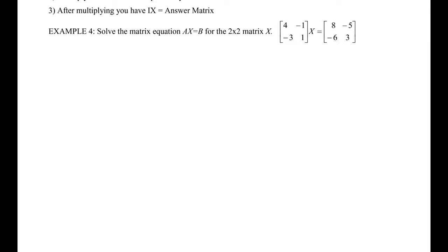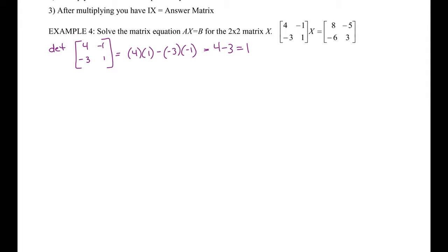Right, so our first step was to find the inverse of matrix A. So in order to do that, I need to start by finding the determinant. So our determinant of 4, -1, -3, and 1. I'm going to take my diagonals down and subtract it by the diagonals going back up. So I get 4 minus 3, which is equal to 1.